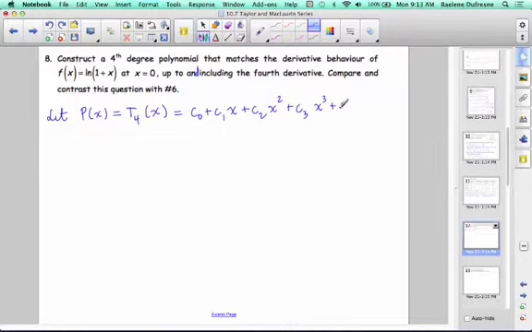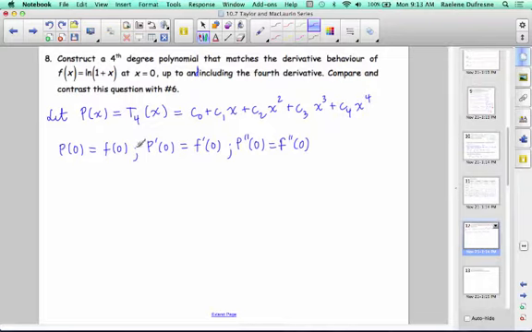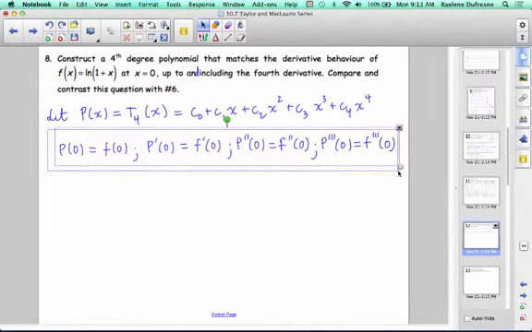Now this is just going to be like question number 6, except in this case we are not given the information of what p of 0, p prime of 0, etc. must be in order to solve for the 5 unknowns. But we do know that p of 0 has to equal f of 0, and we know that p prime of 0 has to equal f prime of 0, and we know that p double prime of 0 must equal f double prime of 0, or T4 instead of p. p triple prime of 0 is equal to the third derivative of f at 0, and also for the fourth derivative.